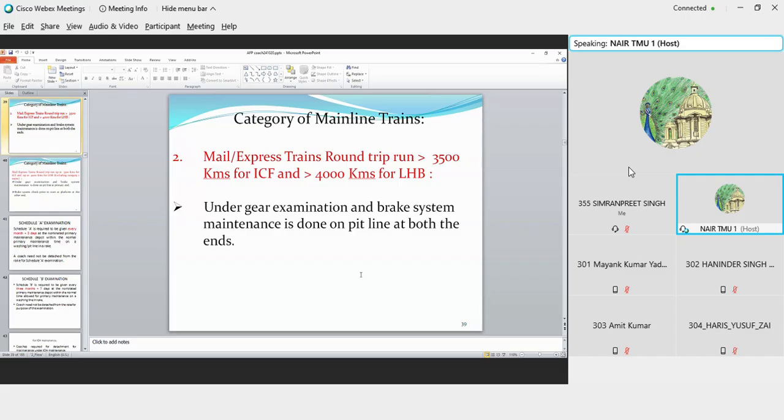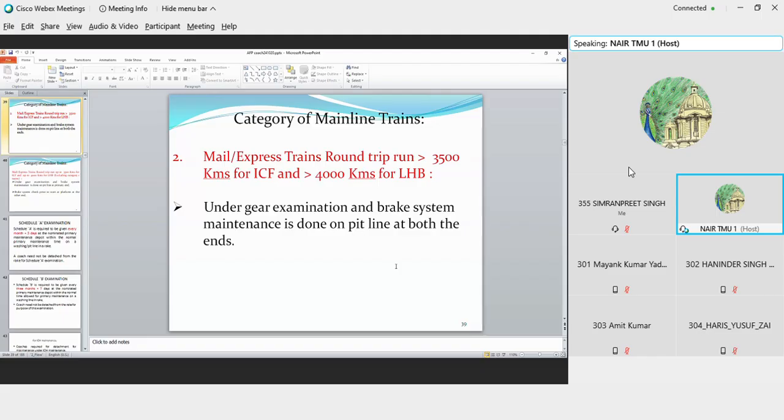So every time we do not take it on the pit. We say that once I have given you a BPC, if it is an ICF formation, it is valid for 3,500 kilometers. If it is an LHB formation, we will make it valid for 4,000 kilometers. So like this, we have divided our trains into 10 broad categories, which define where we would give primary maintenance, where we give secondary maintenance, where we give terminal attention. So this is at the level of the train or the level of the rake.